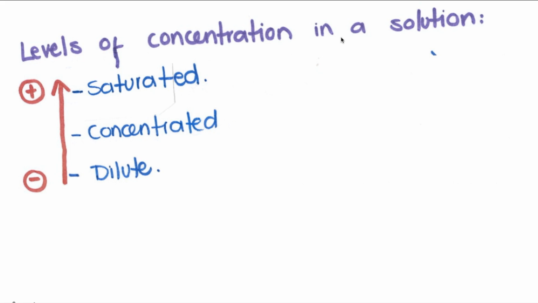So the levels of concentration in a solution can be described from less to more, and the least will be dilute, a dilute solution. If it has a lot of solute, then it will be concentrated. And if no more solute can be dissolved, then it will be called saturated. Okay, those are the 3 levels of concentration in a solution.